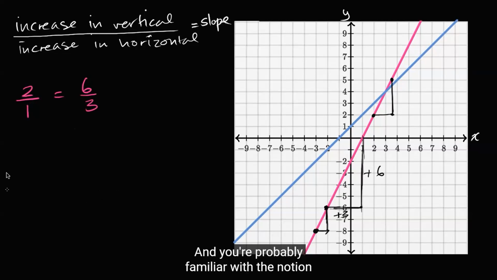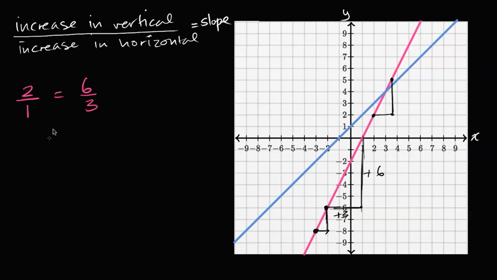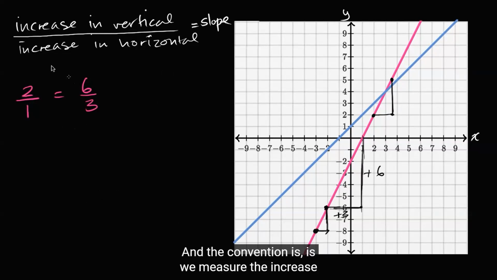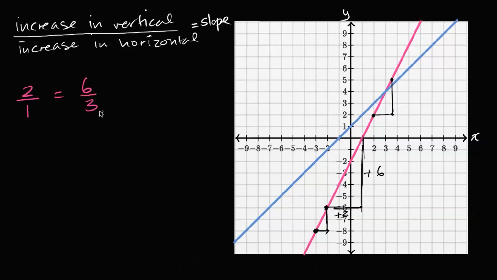And you're probably familiar with the notion of the word slope being used for, say, a ski slope. And that's because a ski slope has a certain inclination. It can have a steep slope or a shallow slope. So slope is a measure for how steep something is. And the convention is we measure the increase in vertical for a given increase in horizontal. So 2 over 1 is equal to 6 over 3 is equal to 2. This is equal to the slope of this magenta line.